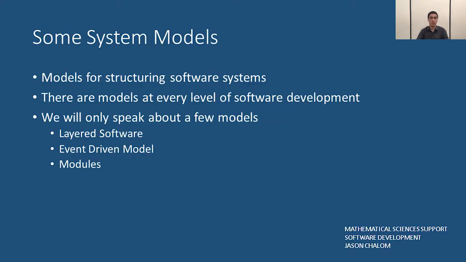We'll now be talking about some system models. These are models for designing software systems. These are overarching architectures which are used to help developers make systems which have specific properties and which are able to be tested more easily. We'll only be covering 3 of these models today: the layered software model, the event-driven model, and the modular model.